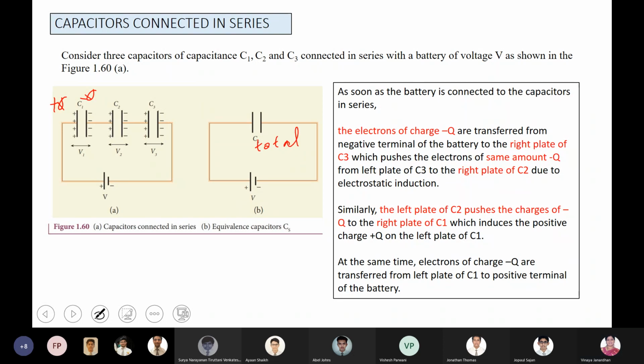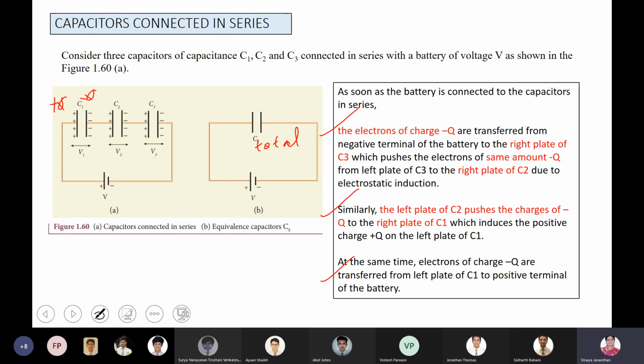Combine and put this as C total, and it has a voltage V. The moment you connect all your capacitors... I'll upload this PowerPoint presentation. Can you learn all these concepts by yourself? I think it's quite easy for you to learn.